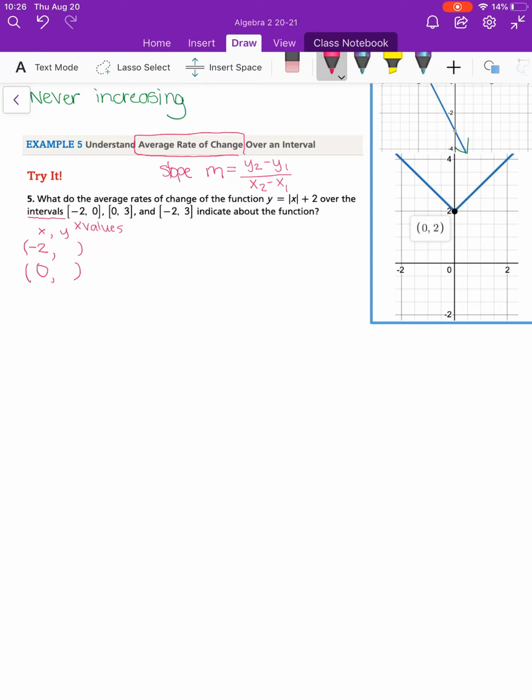You can plug in, so what's the absolute value of -2 plus 2? Well, that's 4. Also notice that is where it is on the graph as well. They correspond with each other. If I plug in 0, absolute value of 0 is 0 plus 2 is 2. Hey, that's the same spot it is on the graph. Okay, now I have 2 points. So I can now do the slope formula for those 2 points.